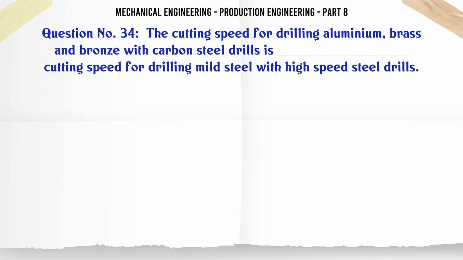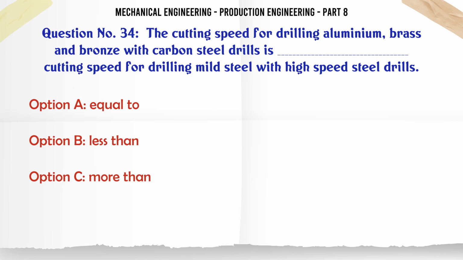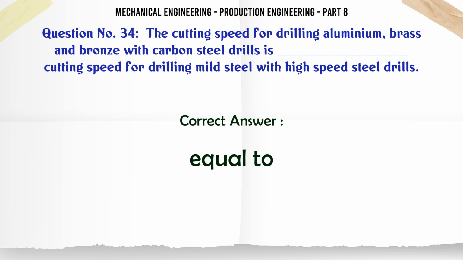The cutting speed for drilling aluminium, brass and bronze with carbon steel drills is ____ cutting speed for drilling mild steel with high-speed steel drills. A. equal to, B. less than, C. more than. The correct answer is equal to.